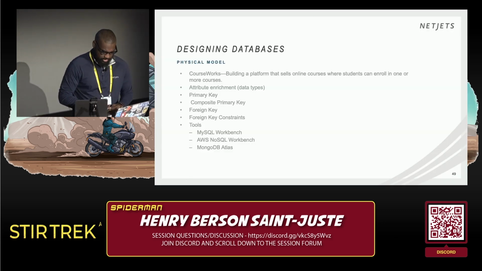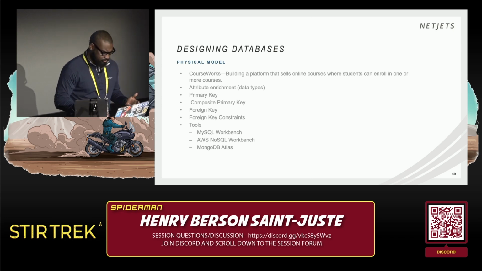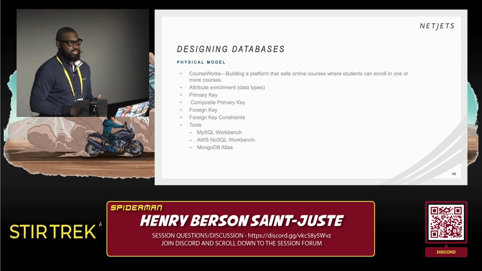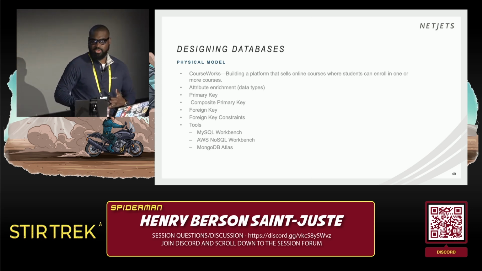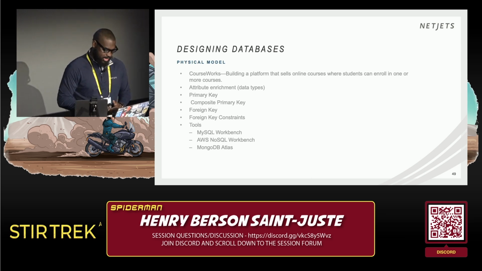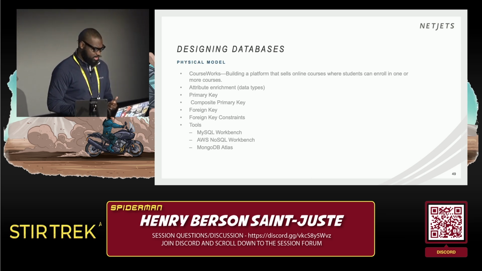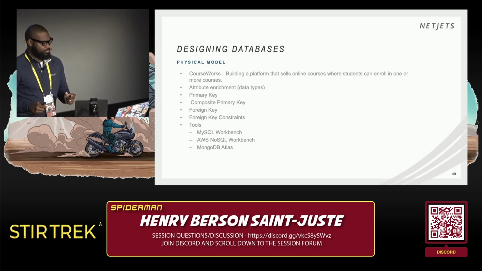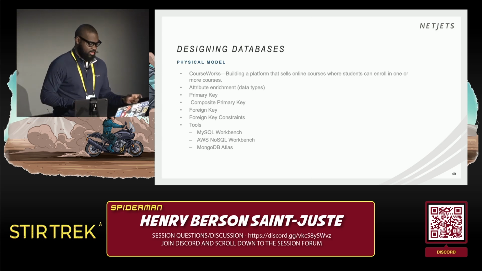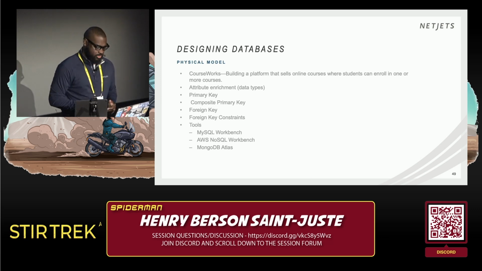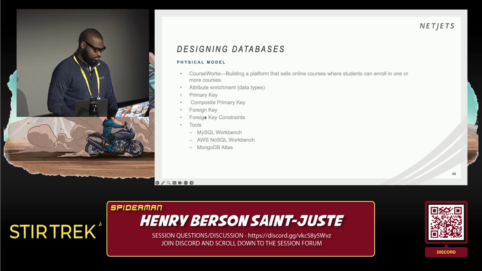And then you have designing databases with physical models. This is the time where you would enrich your attributes, where you actually add actual data types. Instead of string, you would use varchar, which is specific to that database management system. You would introduce your primary keys, and you would introduce your composite primary key. So a composite primary key is using the primary key and the foreign key together to create that. And then you would introduce or set your foreign key constraints.